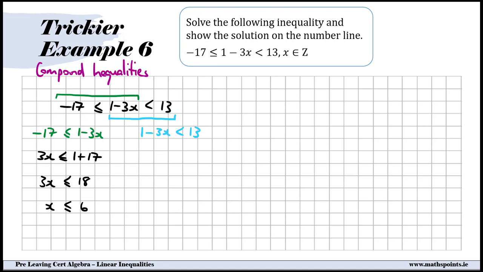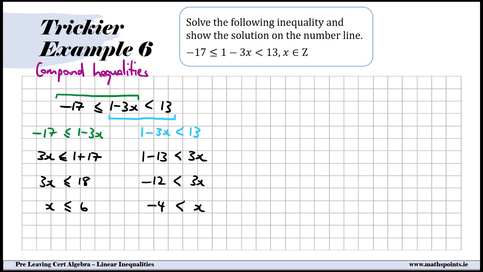Taking the inequality on the right, this time I'm going to collect the x terms on the right hand side. So on the left hand side I'm going to have the numbers. 1 is already on the left hand side. To get rid of a 13 from the right hand side, I'm going to subtract 13 from both sides. 1 minus 13 is less than. To get rid of minus 3x from the left hand side, I'm going to add a 3x to both sides. 1 minus 13 is minus 12, which is less than 3x. And then finally, dividing both sides by 3, I get x is greater than minus 12 divided by 3, which is minus 4.